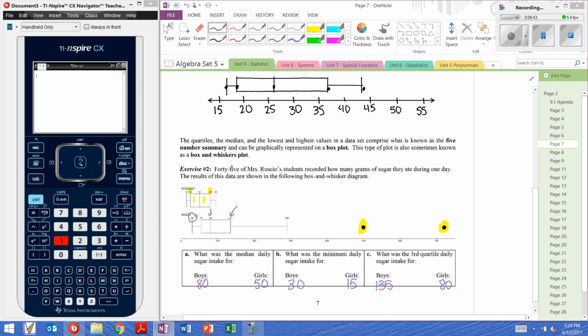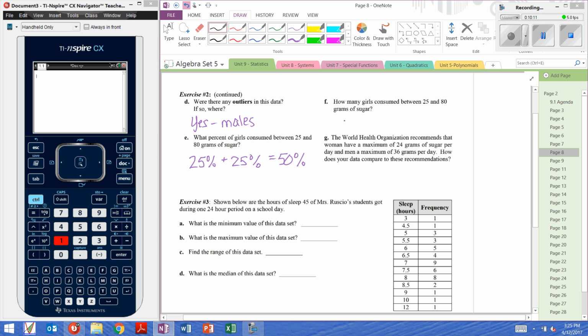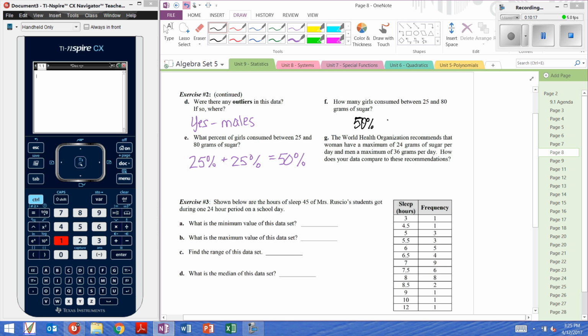Let's say, okay, 45 of Mrs. Ruscio's students. Let's keep it simple. Let's say that there were, I don't know, let's see, 25 males and 20 females. Okay, so we just had to change the question a little bit in order to answer this. So if there were 20 females, that means we need to find 50% of 20. In other words, half of 20, which would be 10.